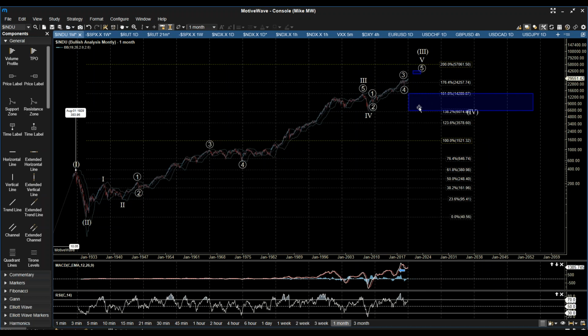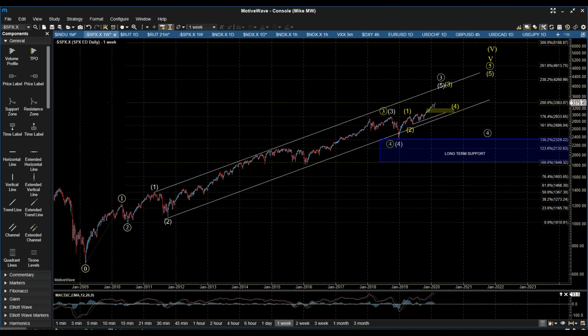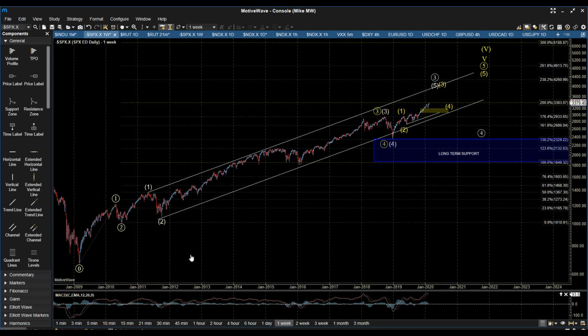Okay, so that's our long-term count. That's where we're at right now. So we're looking at, as we're in the final stages of a larger degree wave 5, and potentially in the last of that 5th wave here up, and in the current trend. So now if we zoom in, I'm going to use the SPX chart now because that's what we're all more familiar with rather than Dow.